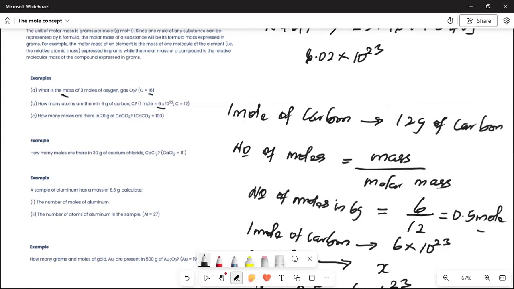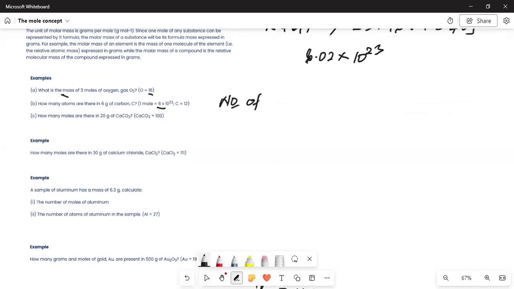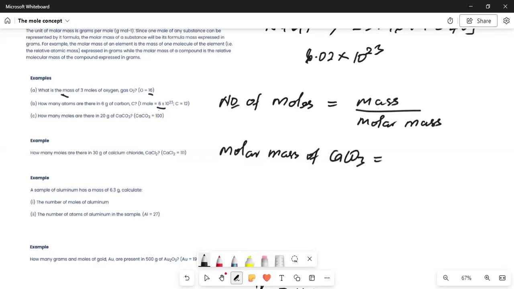The next question, question 6, is, how many moles are there in 20 grams of calcium carbonate? Let me make room on this board first. Number of moles is mass over molar mass, and molar mass of calcium carbonate will be the mass of the individual atoms added together. They give us a value here already, which is 100 grams. Molar mass is the mass of 1 mole of that compound expressed in grams. This is different from relative molecular mass. When you say relative, then there is no unit. But molar mass has a unit.